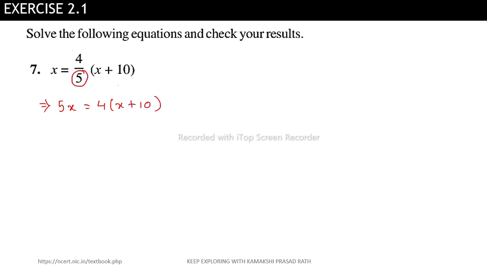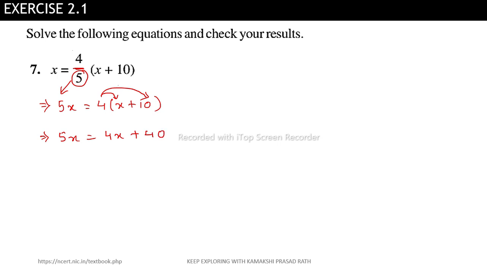So here 5 was divided, so 5 is multiplied on the left side. So 5x equals 4 times (x plus 10). Again, we see just outside the bracket we have a number, so we need to multiply it with both x and 10. So 4 times x, and 4 times 10, gives us 4x plus 40.